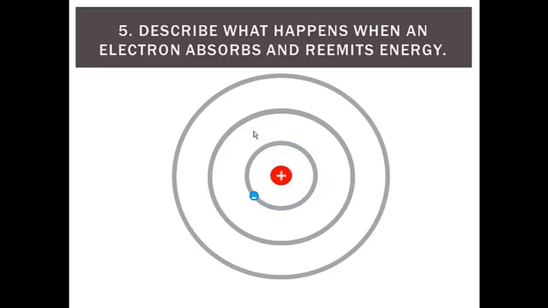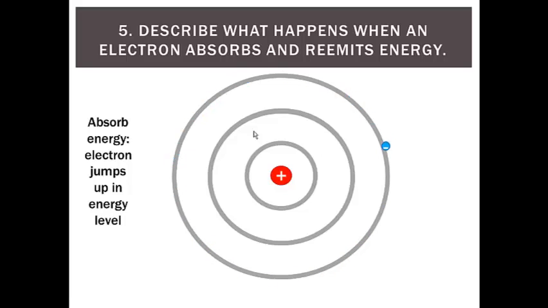So whenever this electron absorbs energy, so there's some energy coming in, it's going to strike the electron, and that causes that electron to disappear and then to reappear in a higher energy level. So this electron jumped up in energy level whenever it absorbed energy.